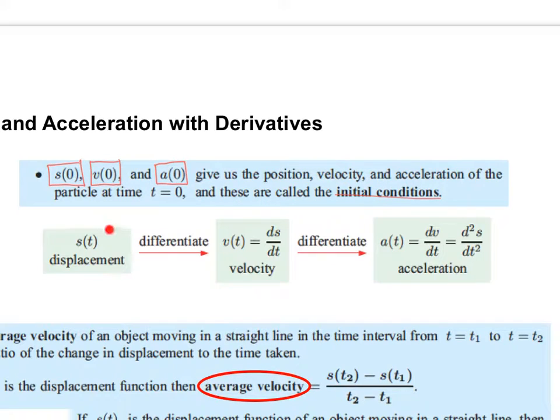Instead of having a function on a graph, though, we have this displacement function. We take the derivative to get the velocity, the rate of change, and then we take the derivative again to get the acceleration, okay? Notice the acceleration is the derivative of velocity or the second derivative of the position, okay? Now, one thing we need to distinguish here is the fact that we are dealing with instantaneous velocity or instantaneous acceleration.